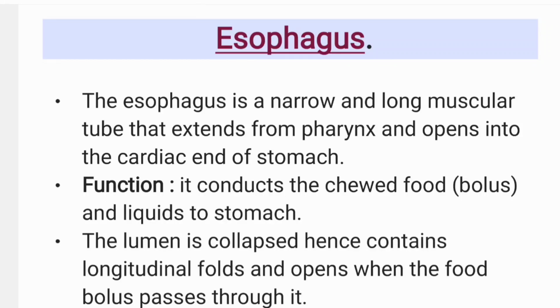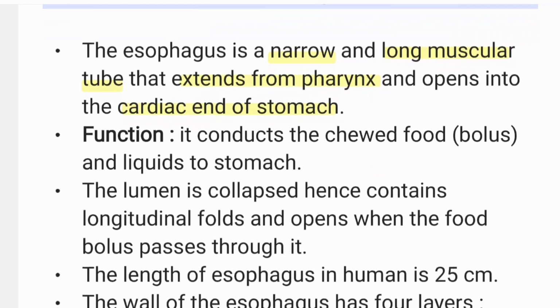So today we are going to start a new topic, and today's topic is esophagus. So let's start the histology of esophagus. The esophagus is a narrow and long muscular tube that extends from the pharynx and opens into the cardiac end of the stomach. As in the previous video we learned about the stomach, near the cardiac end the esophagus comes and joins.